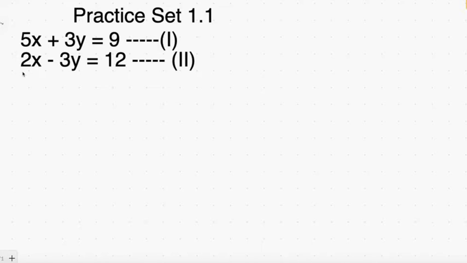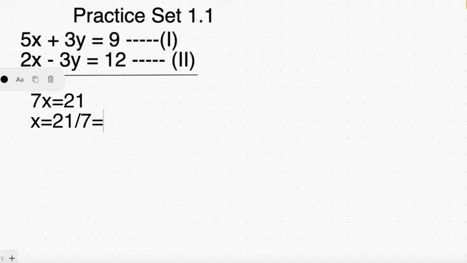So we have to either add, subtract or multiply to get an expression in one variable only. It can be with x or y, right? If I look closely, if I add equation 1 and equation 2, let me do that. I do a summation. Here I will get 7x, and 3y minus 3y will be 0. So 7x is equal to 21. That means x is equal to 21 divided by 7, which is equal to 3.